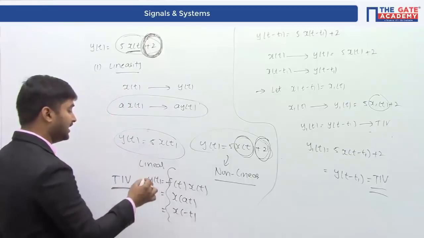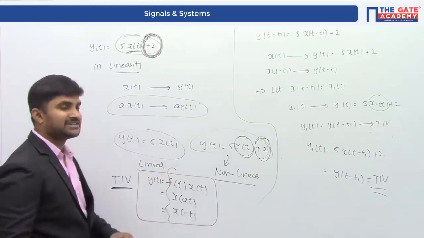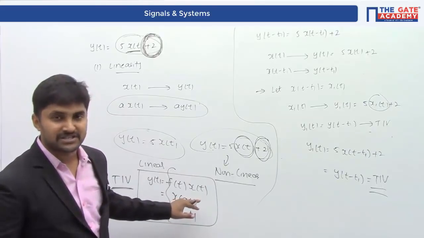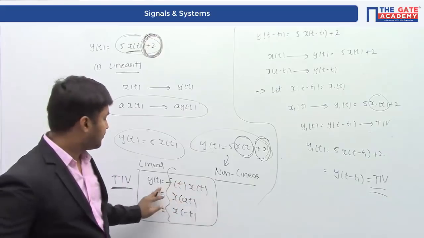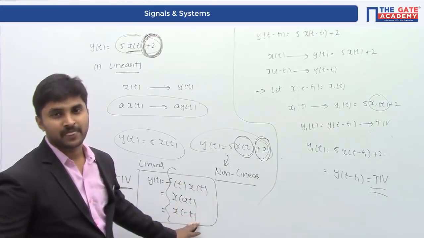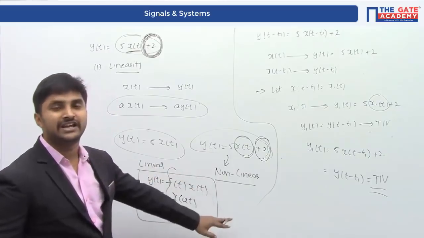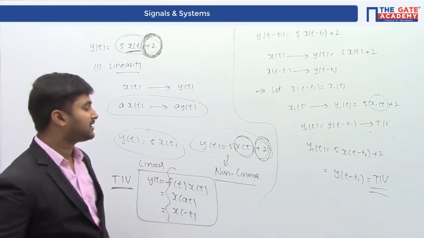And the major thing is that whenever you have a time variant system, you will always have these properties. Y of t is equal to f of t multiplied by x of t. Y of t is equal to x of at. Y of t is equal to x of minus t. These are the three important things that indicate time variance.